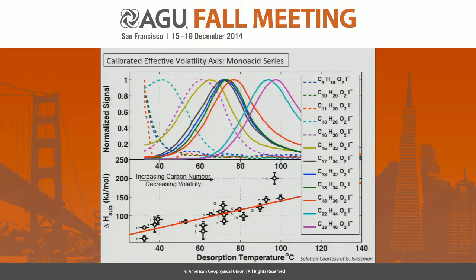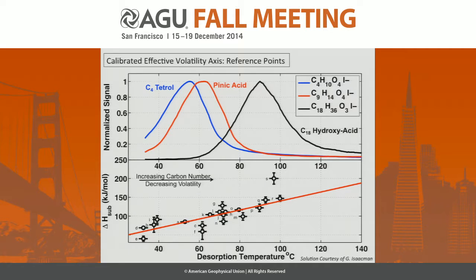What I need you to take away from this is that we have some idea what this temperature means in terms of vapor pressure. Just to give you some reference points in case you don't like monoacids, here's a C4 tetrol in blue. It's going to desorb at a characteristic temperature, which is about 55 degrees C. Pinic acid, if you're a monoterpene person, is more out towards 60 C. And a long chain hydroxy monoacid is going to be out in the 80s, just for reference points.